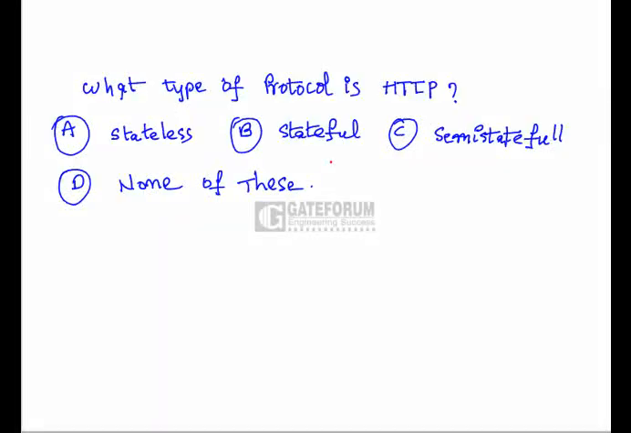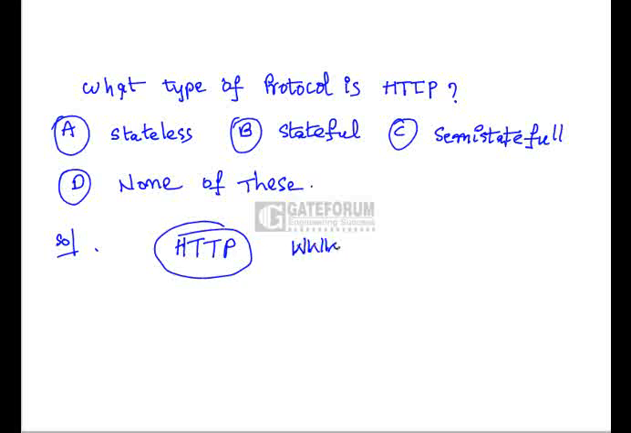Type of protocol is HTTP. Option A stateless, option B stateful, option C semi-stateful, option D none of these. Here HTTP protocol, that is hypertext transfer protocol. This protocol we are using in the World Wide Web for browsing any website. In order to get the text pages we access on a website, we use this HTTP protocol. It does not maintain any state information regarding the request, so it is a stateless protocol. HTTP is a stateless protocol. Option A is the right option.